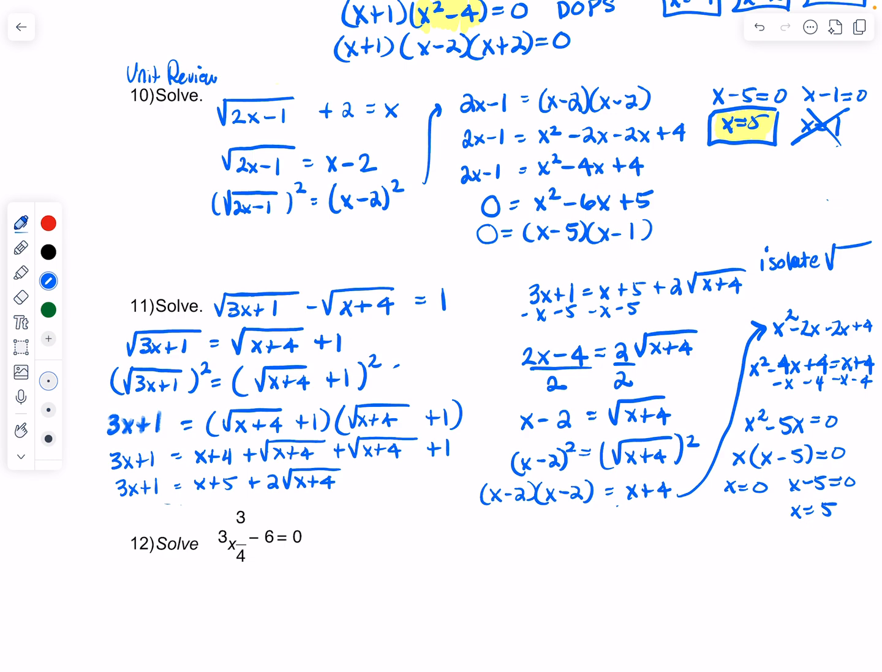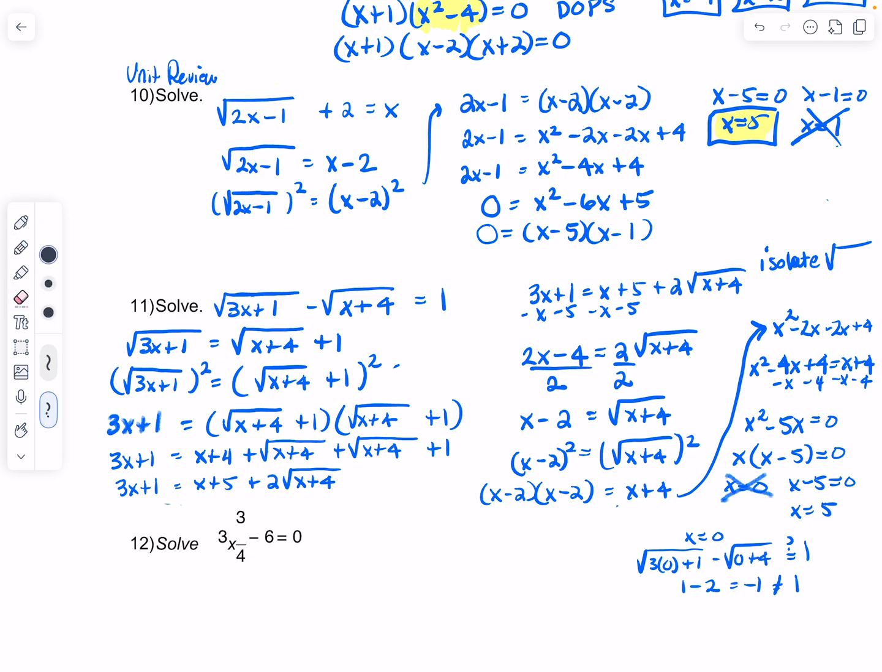Okay, before I accept these answers of x equals 0 and x equals 5, I have to check them. So let's check x equals 0. So I get the square root of 3 times 0 plus 1 minus the square root of 0 plus 4. Does that equal 1? Okay, 3 times 0 is 0 plus 1. Square root of 1 is 1. 0 plus 4 underneath that radical is 4. Square root of 4 is 2. So I actually get a negative 1. Negative 1 does not equal 1. So that x equals 0 doesn't work. So we can conclude that this is not a viable solution.